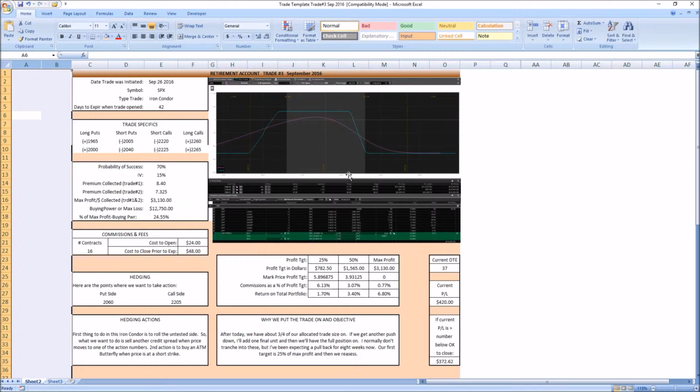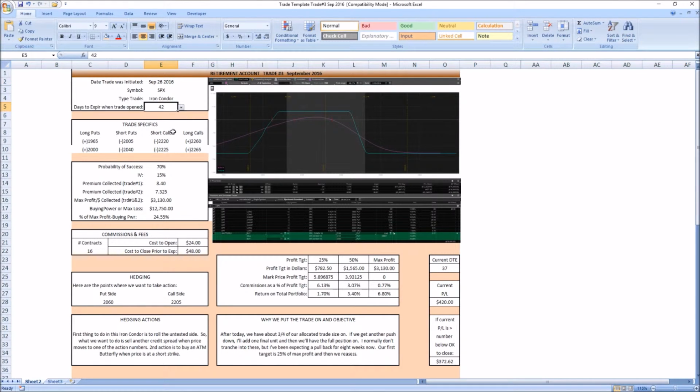Okay, this is the retirement account trade. We put this trade on Monday morning, September 26th. We added to it, I should say. So we've got 2 trades tranched in here. I was going to add one final tranche to this trade if we had another push down. We just haven't had it yet. So we'll just hold with what we have and let this trade play out, or maybe add to it if we do get a little pullback here.